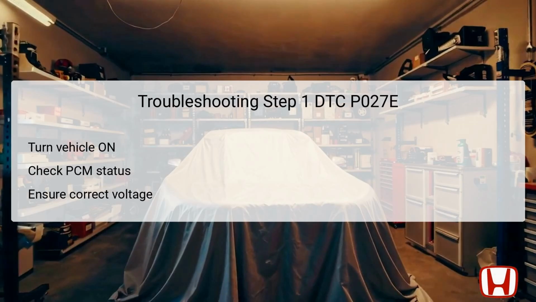The first troubleshooting step for addressing DTC P027E involves turning the vehicle to the on mode without starting the engine. This allows the technician to assess the Powertrain Control Module, PCM status. Once the vehicle is on, it's important to check if the PCM is functioning correctly, which can involve checking for any additional stored trouble codes that might indicate related issues.